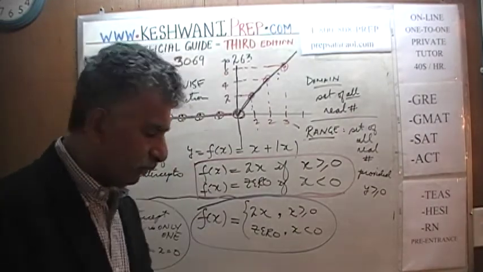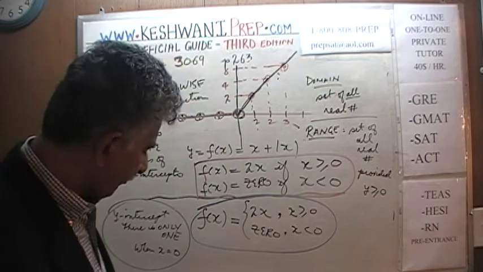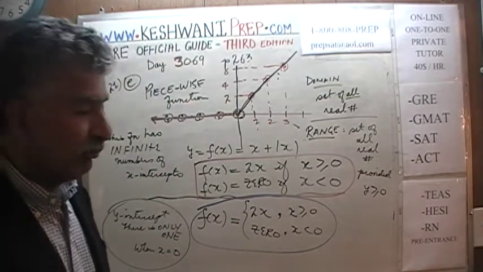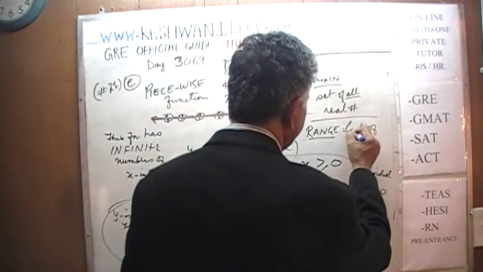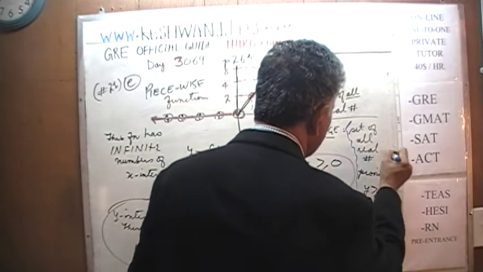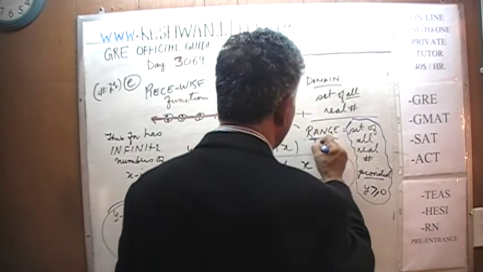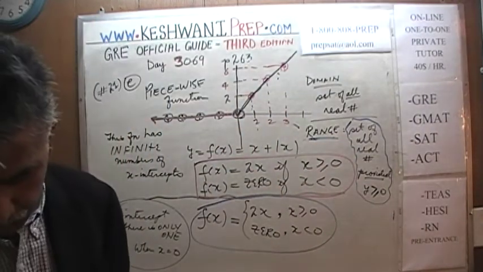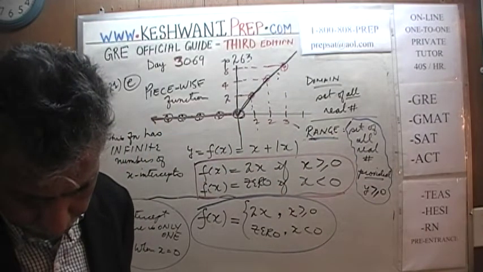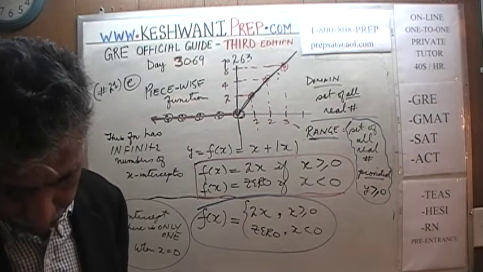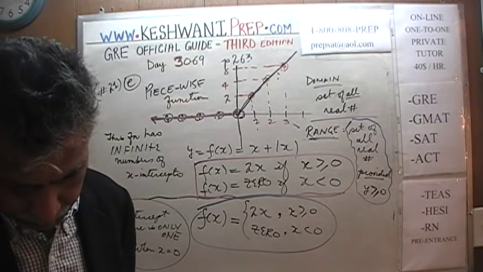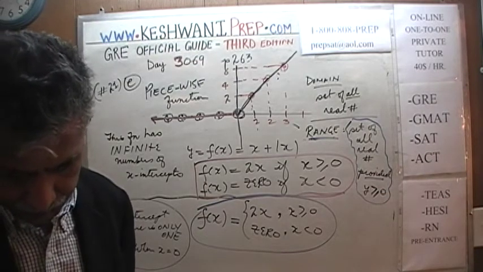The range is the set of all real numbers as long as y is zero or positive. Right here. Set of all real numbers provided that y is greater than or equal to zero. That's the range. Do you understand? That is the range of it.